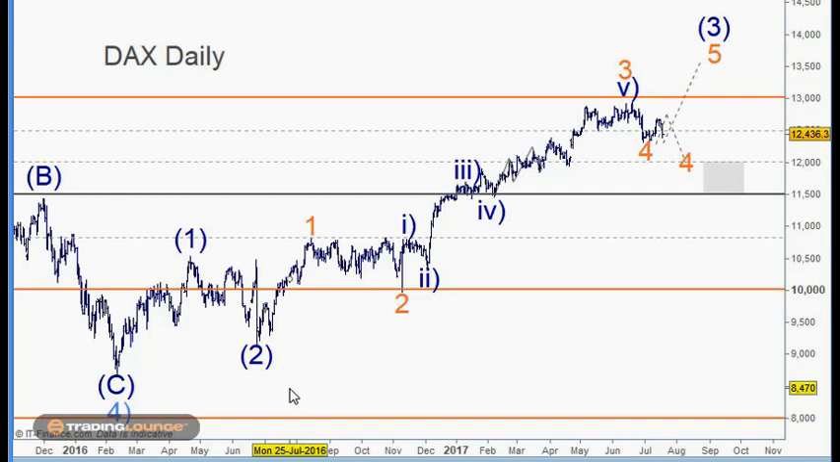This is pretty much the dilemma for all of the European indices: do we have wave 4 in place here, or do we look for a larger wave 4 down towards the 12,000 or even above that, but looking at that gap there as a bit of a milestone as well.